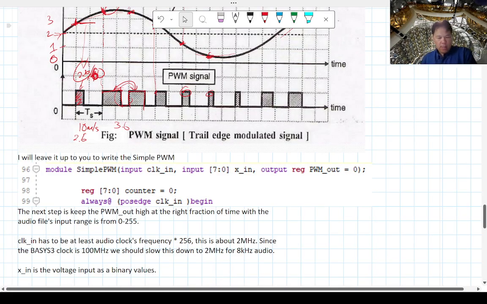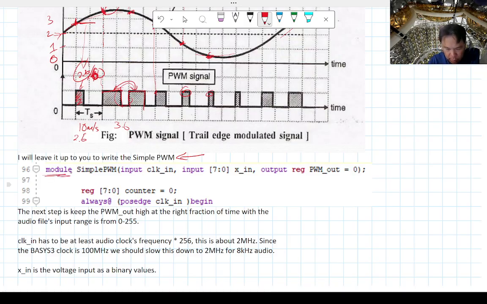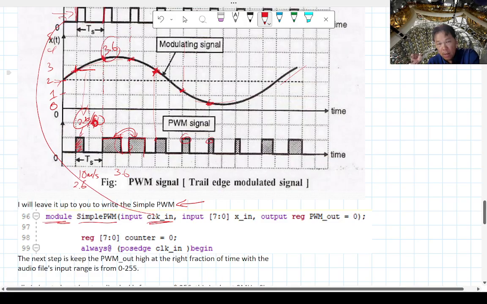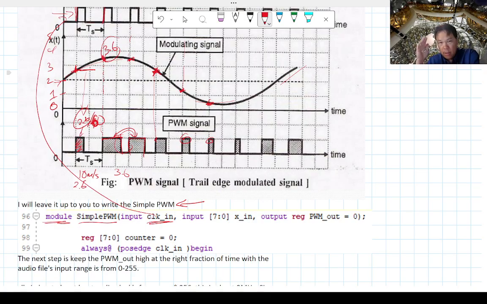I'm actually going to have you guys do that in the pre-lab. Basically complete this module using this template here. This is called simple pulse width modulation. I'll show you a little fancier one. And you need a clock, because the clock basically determines how often you're sampling. It's not necessarily a 100 megahertz clock on the Basys; it's whatever sampling rate you want.